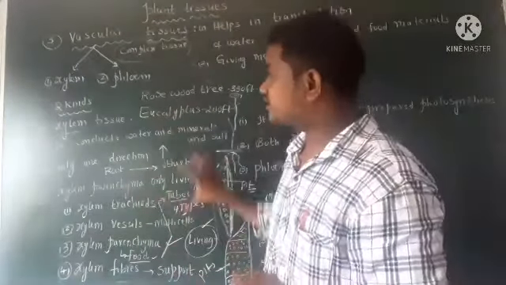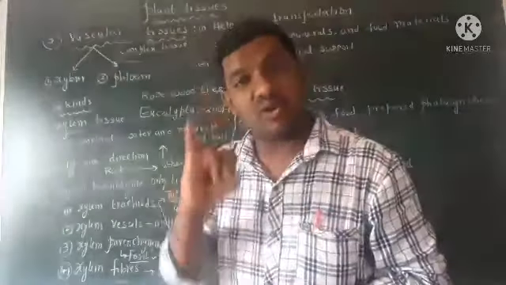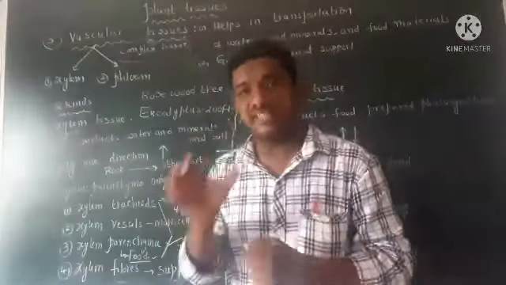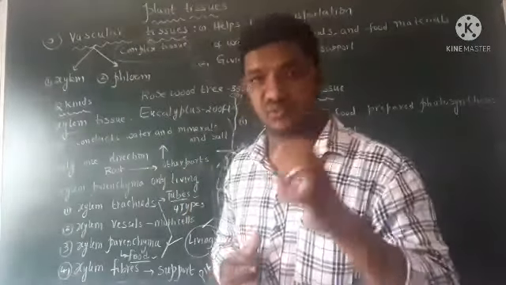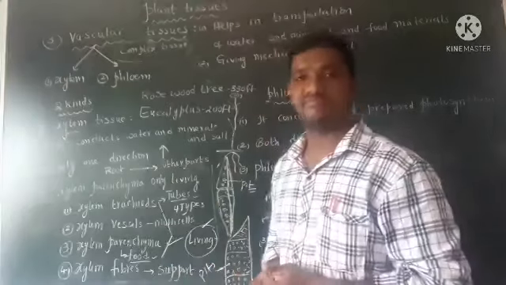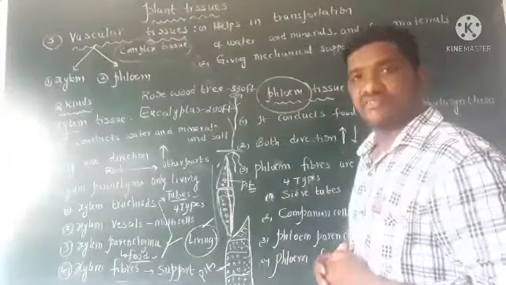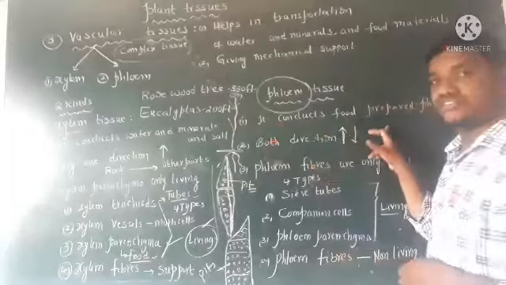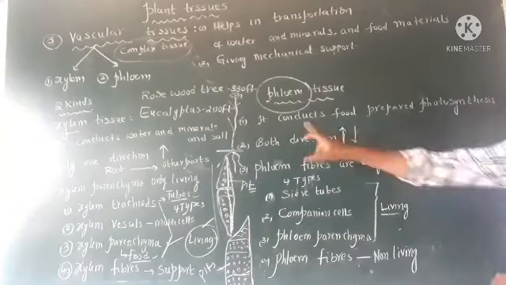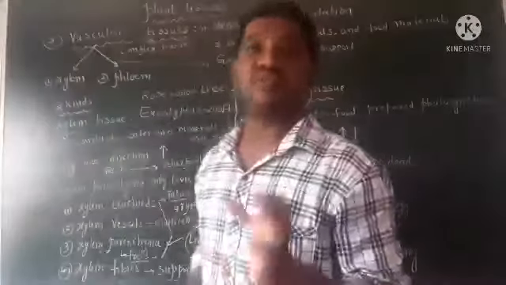Okay, this is about xylem tissue. What is the main function of xylem tissue? It conducts water, minerals and salts from one place to another place within the plant body. Coming to the second tissue, that is phloem tissue. Phloem tissue conducts food prepared by the photosynthesis process. That is phloem tissue.